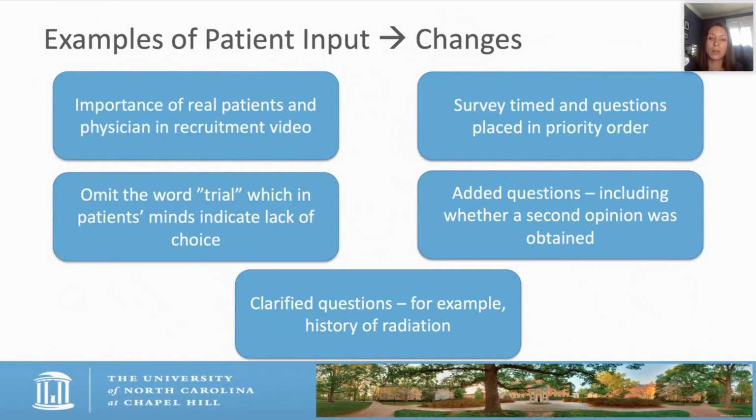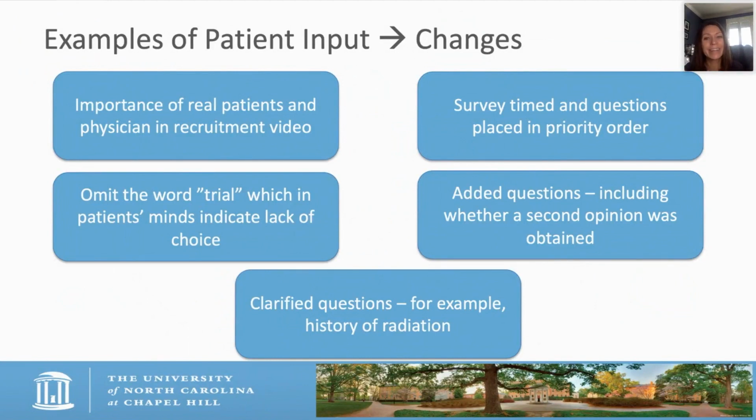We added questions like whether a second opinion was obtained. We clarified questions. We asked about radiation. Well, as a urologist, I'm thinking about radiation to treat other diseases like prostate cancer. But they thought history of radiation meant a CT scan in the past. See how valuable this is? You could actually ask a question and get a completely unintended answer to what you're asking, right?